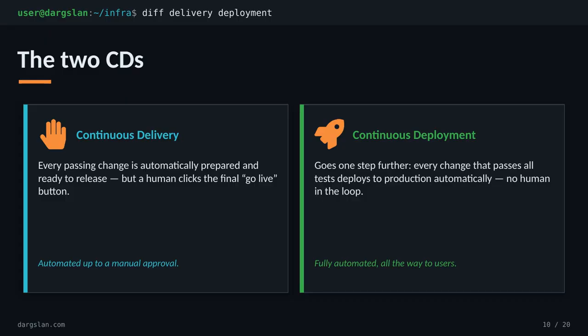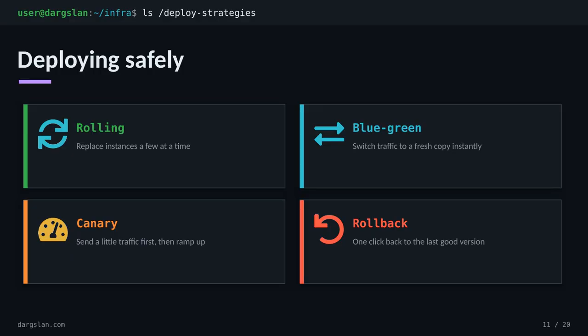Very different level of trust in your pipeline. So once you trust your pipeline to ship, the next question is how you ship. And there are a few classic patterns. Rolling deployments swap out instances a handful at a time, like quietly rotating staff during a shift. Blue-green keeps a fresh copy waiting in the wings and flips traffic over in one move. Canary sends just a trickle of users to the new version first, watching for trouble before ramping up.